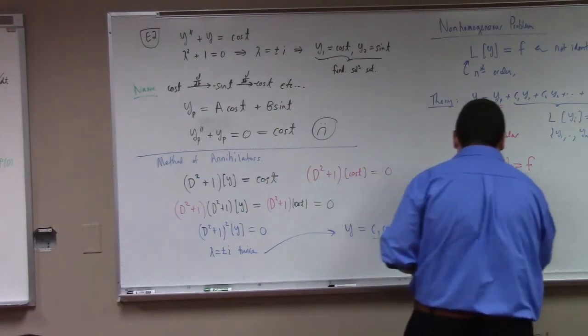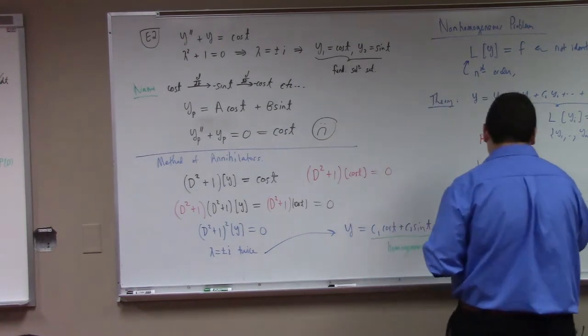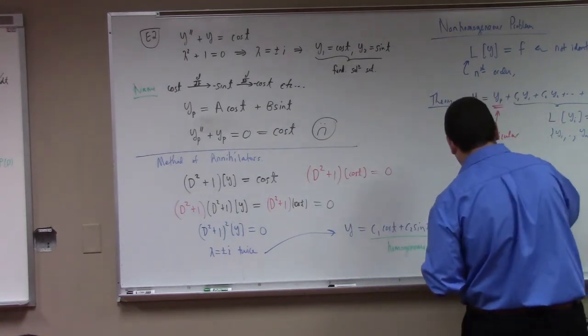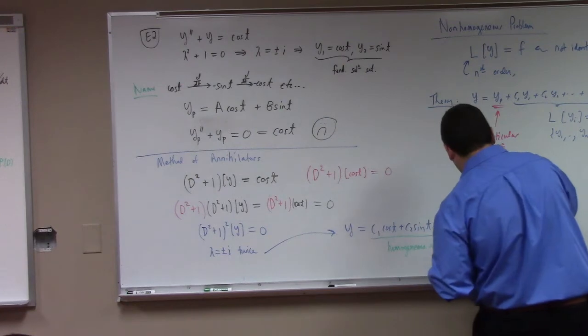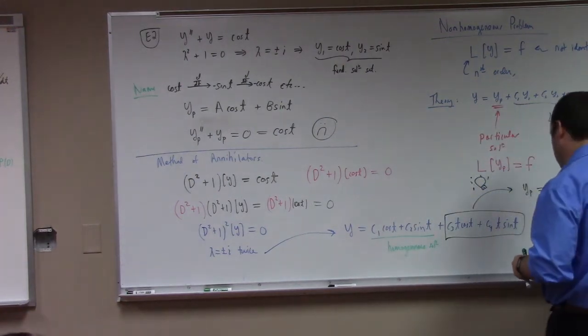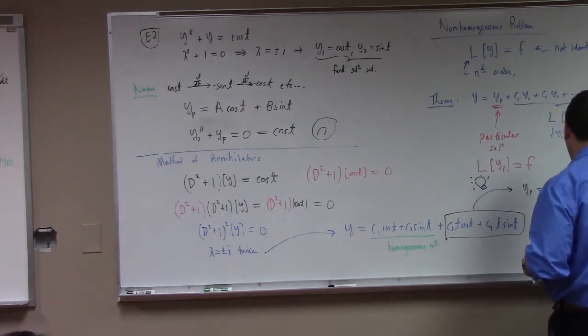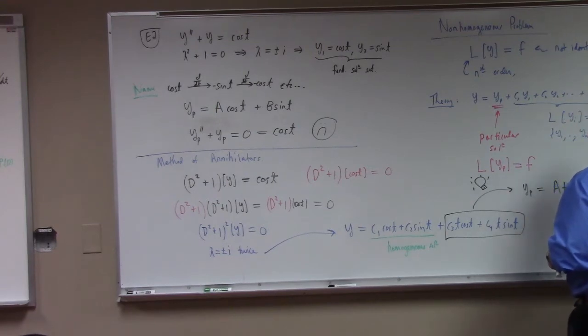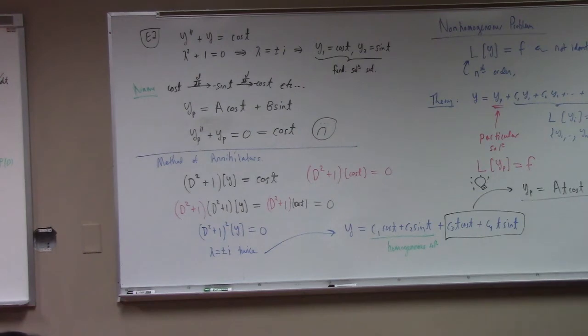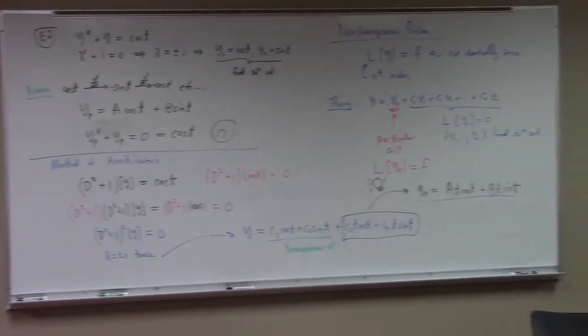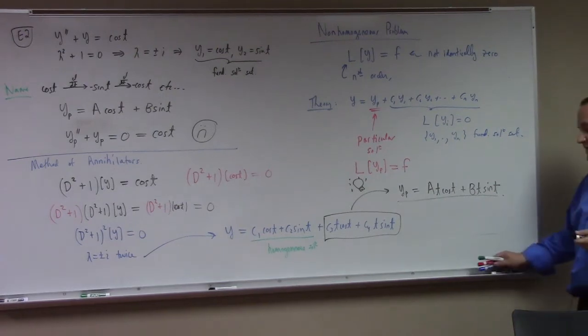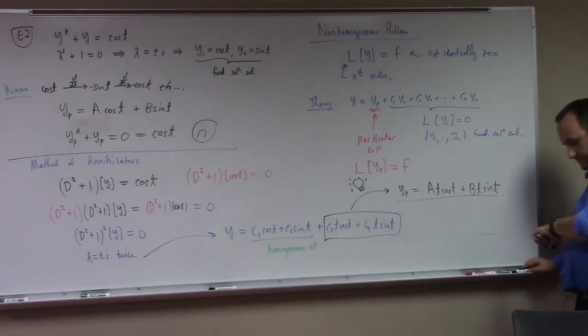I take this and I say, aha! I should make yp, so I think this requires thinking. I think yp should be a t cos t plus b t sine t. Maybe this will work for a particular solution. In fact, there's a theorem that says that will form the particular solution, but let's actually work it out because we're not done until we find the a and the b, right?